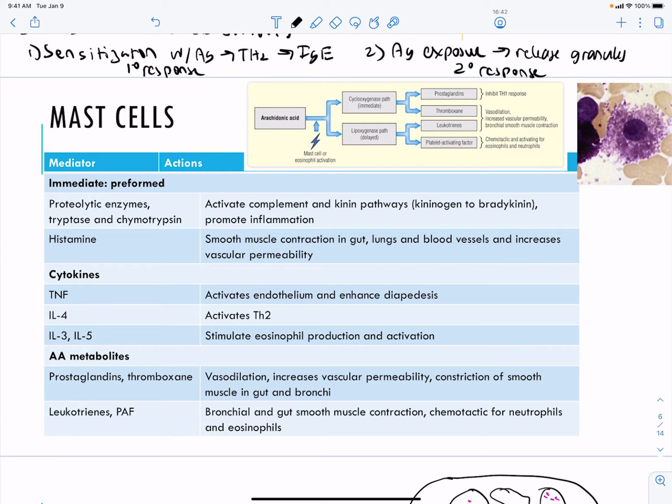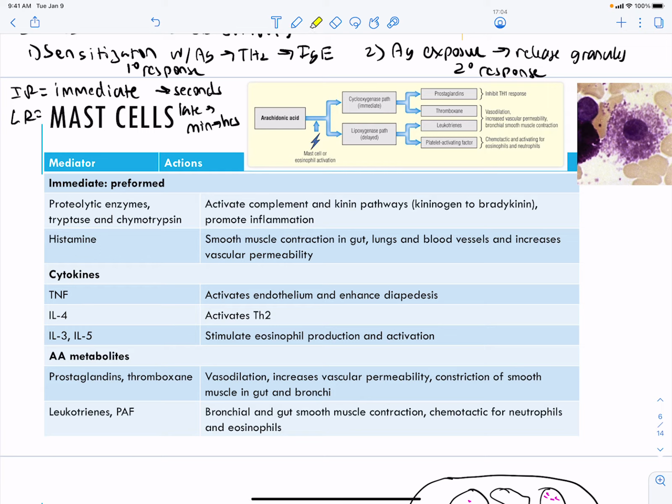Okay, so we have our immediate response, or IR, is seconds, and we have our late response, which is minutes to hours.